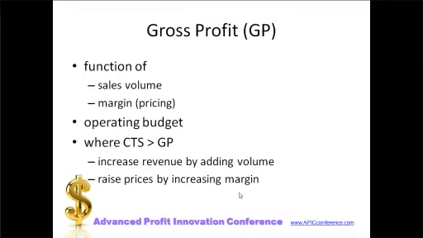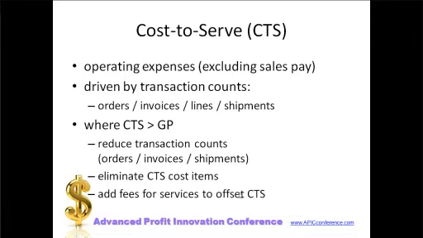And where we have situations where cost to serve exceeds gross profit, then what we want to do is increase volume, either increase revenue by adding volume or raise prices by increasing the margin. Either one of those will increase the amount of unit gross profit that we have in order to cover greater expenses or to leave more spread. Cost to serve is our operating expenses and excludes sales pay. There are some reasons why we leave that out that we won't go into in this session. But take it from me that leaving the sales pay out of the equation is an excellent way to measure operating expenses.